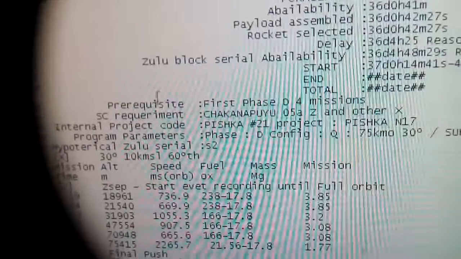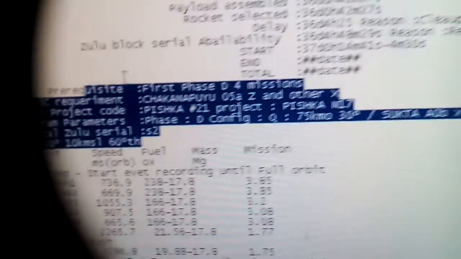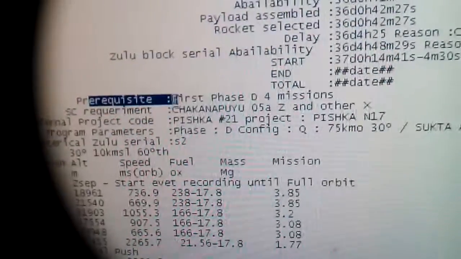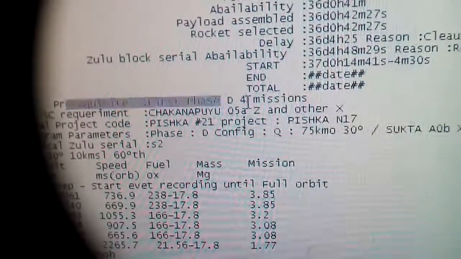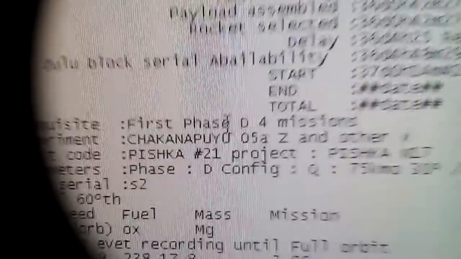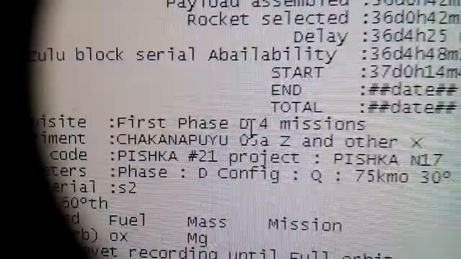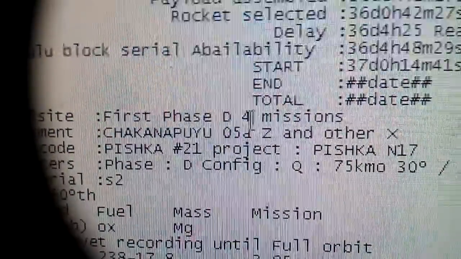The second part is the mission parameters. What is the prerequisite to execute the mission? In this case, the phase of the project D must complete 4 missions first to launch the mission.